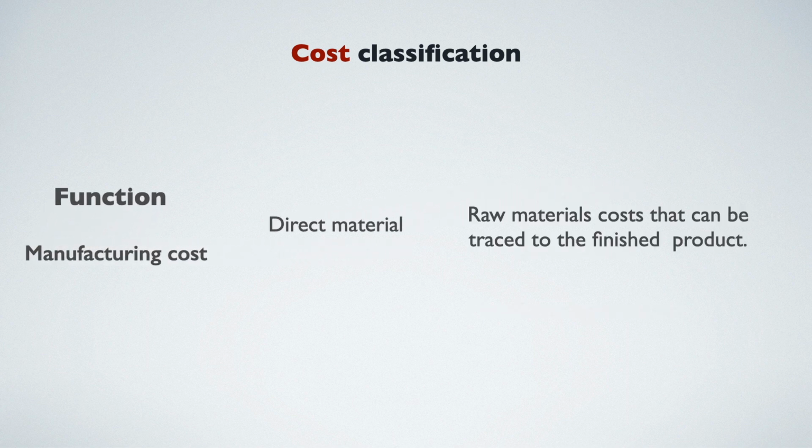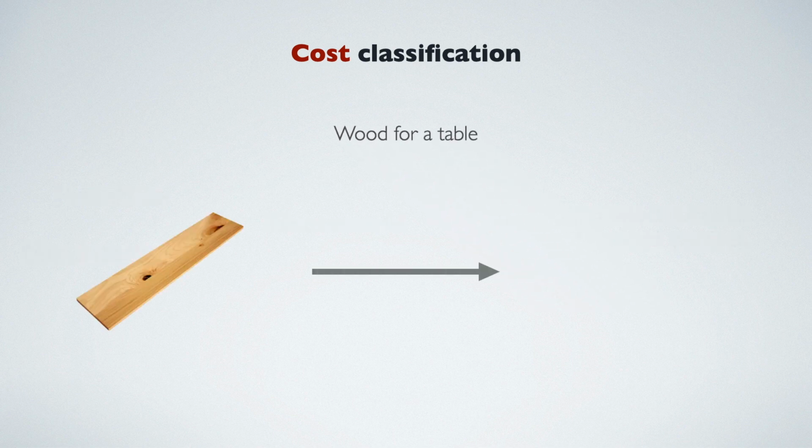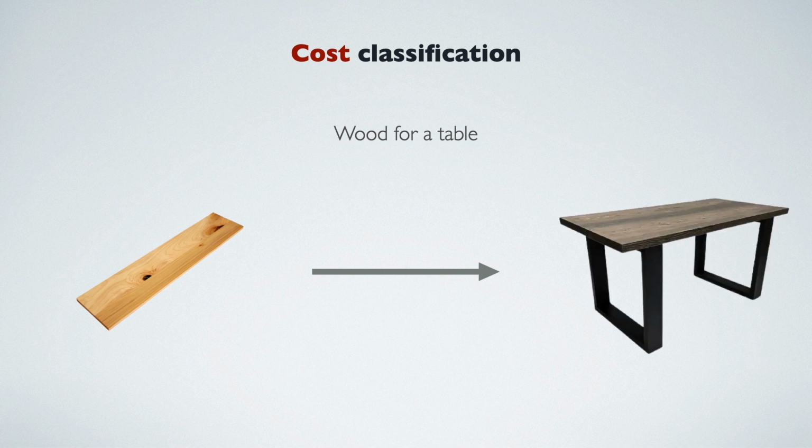So, what is direct material? That is the cost which can be easily traced to the finished good. Say we have to produce a wooden table. Of course, we need the wood, otherwise there will be no wooden table.